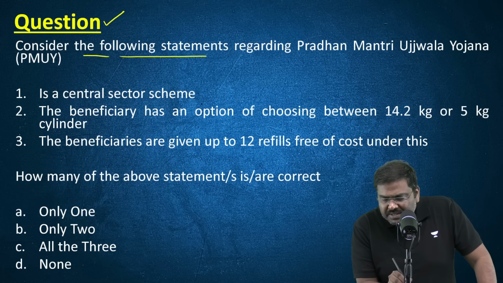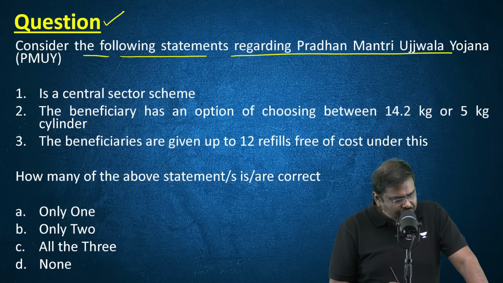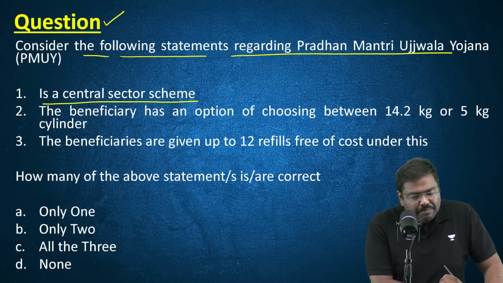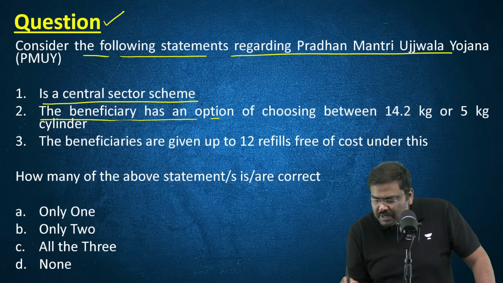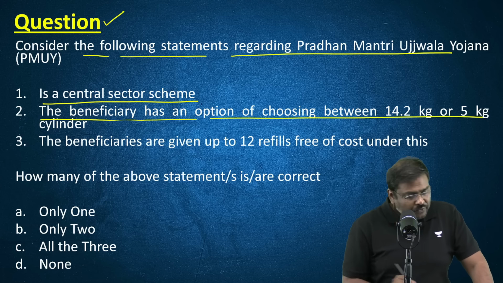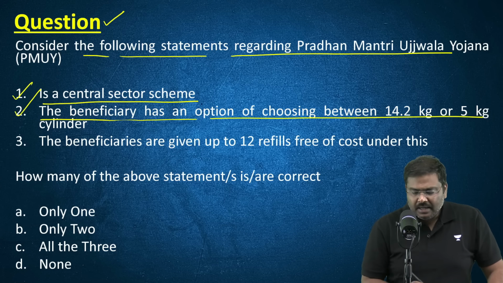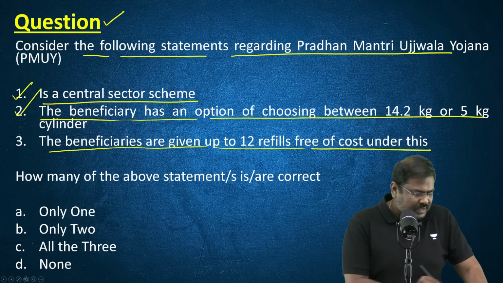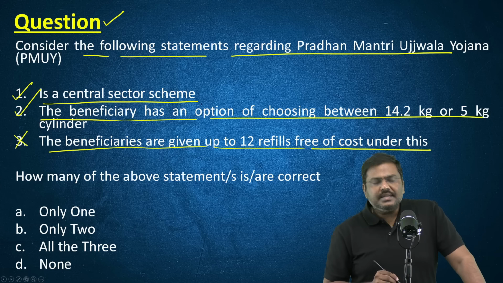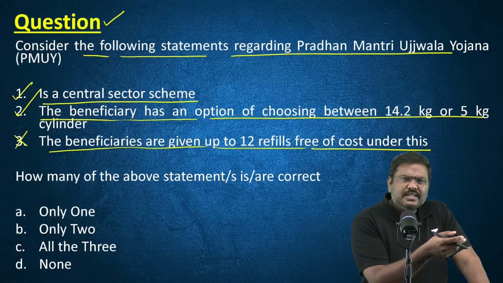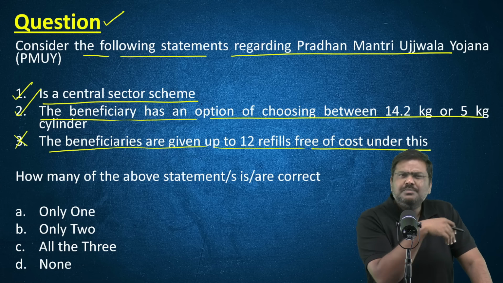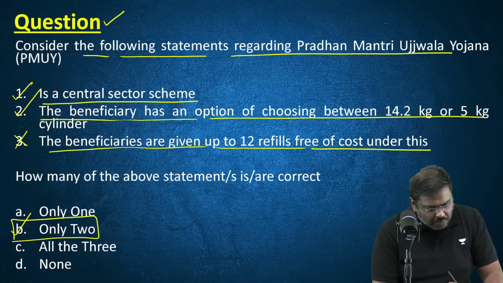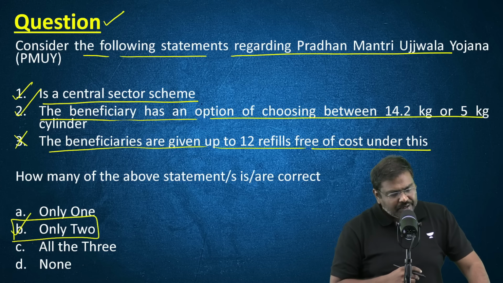Consider the following statements regarding Pradhan Mantri Ujjwala Yojana. It is a central sector scheme. Yes. The beneficiary has an option of choosing between a 14.2 kg or 5 kg cylinder. Yes. The beneficiaries are given up to 12 refills free of cost under this. This is incorrect, right? Not free of cost. 9 cylinders, a targeted subsidy of 300 rupees per cylinder is provided. So the first two statements are correct. The right option for this question will be option B, only two.